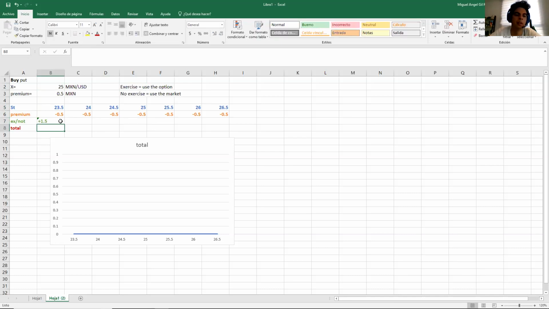Because I am happy from selling my option at a higher price than the market. So it's 1.5. Then in the next column, it is very similar. It's going to be plus 1 because the difference is 1. And it's positive because I am happy from selling my option at a higher price. Then in the next one, again, it's going to be a profit of 0.5. I am still happy because I am selling my dollar at 25 instead of 24.5.